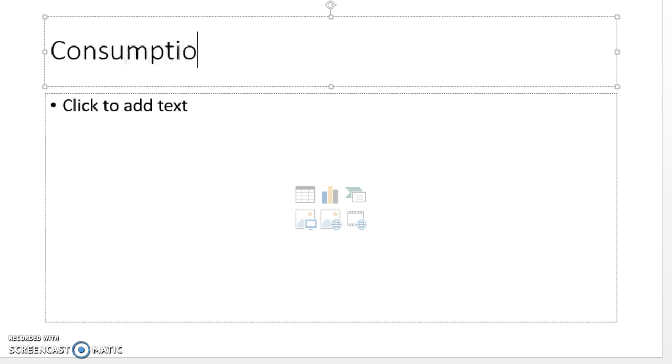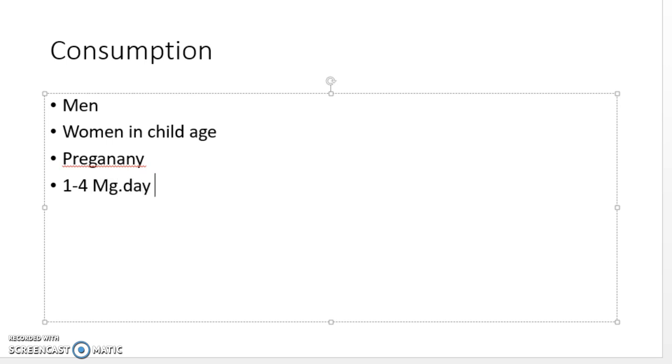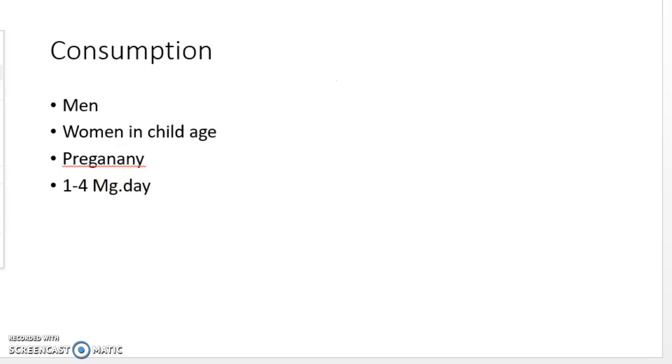And now I want to talk about the consumption of this. How much iron should you consume? It depends. For women of childbearing age, or those in pregnancy, and children, every single group really does differ. It's going to be from men at 1, up to pregnancy, in milligrams per day. So that's it for the consumption category.